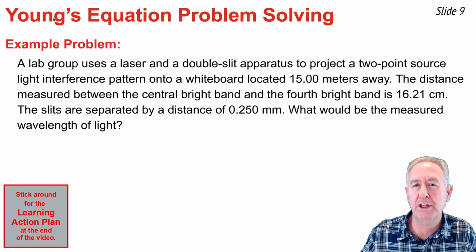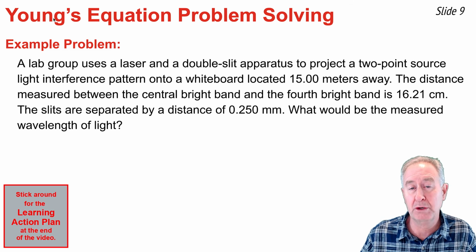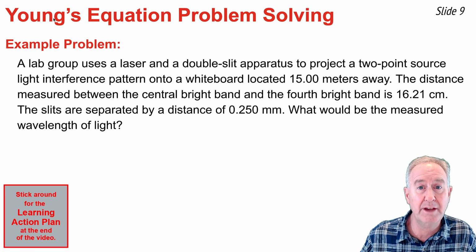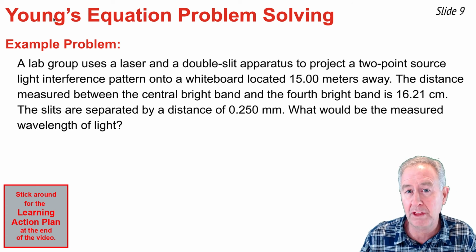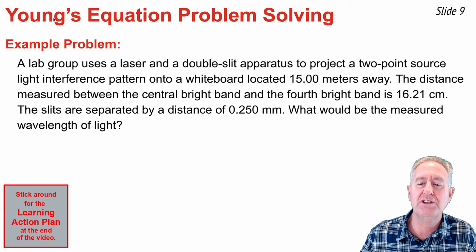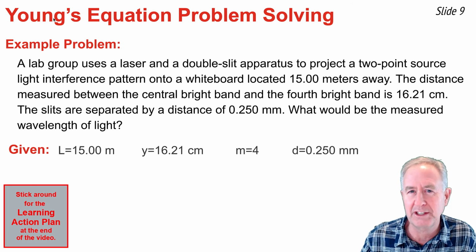We have a lab group doing a lab with a laser and a double slit apparatus projecting the two-point source interference pattern on a whiteboard located 15 meters away. That's the distance from the screen to the slits, and that's L. The distance measured between the central bright and the fourth bright band is 16.21 centimeters. That's the value of y as measured on the screen, the distance between central and fourth antinodal line. So I'm going to use m equal 4 for that. And the slits are separated by 0.250 millimeters. That's the D value.